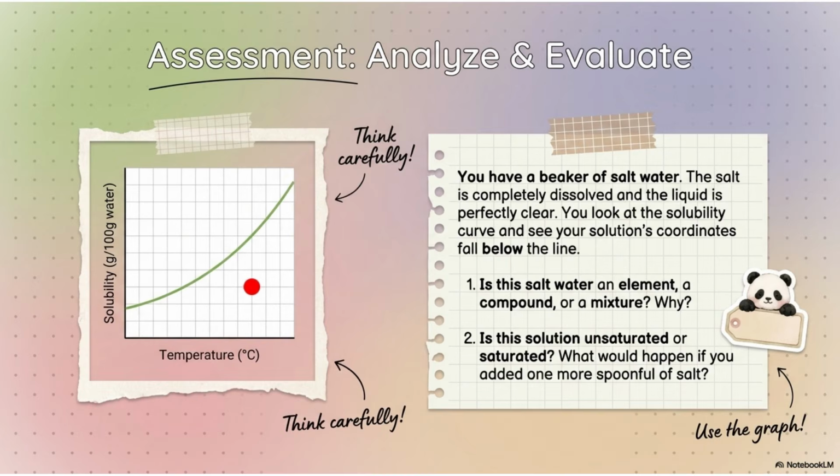Okay, imagine a beaker of perfectly clear salt water. The salt is completely dissolved. First question, is this salt water an element, a compound, or a mixture? Well, since dissolving salt is a physical change and no new substance is formed, it's absolutely a mixture. Second question, look at the coordinates on our graph. Your solution falls right below the green solubility line. Because it's under that maximum capacity line, it's unsaturated. It's still hungry. If you added one more spoonful of salt, it would easily dissolve. See? You completely nailed it.